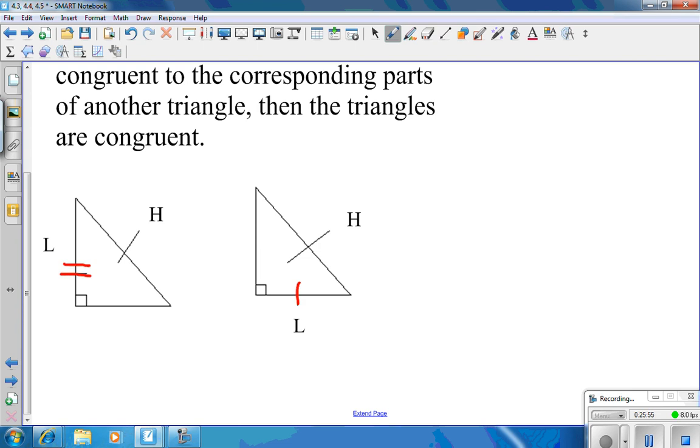You've got your legs marked, and you've got a hypotenuse marked. And it has to be a 90-degree angle. If it's not a 90-degree angle, it will not work.